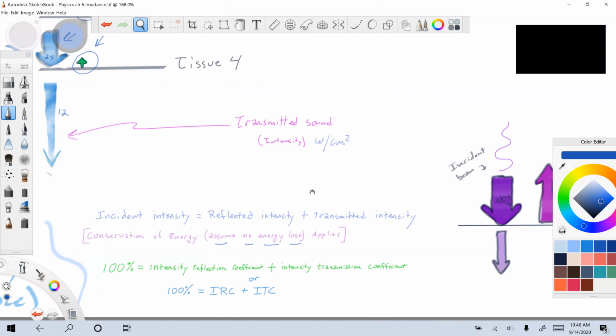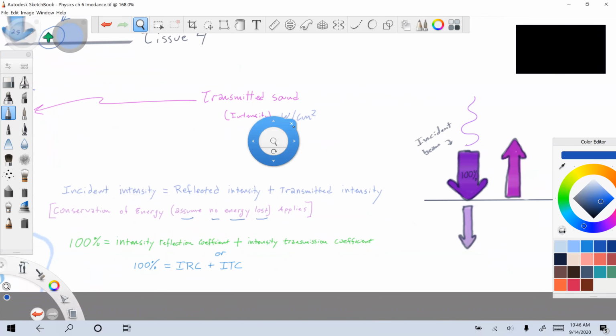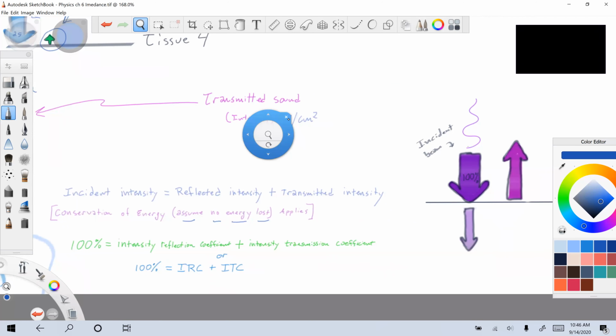Let's get this little picture here. Incident intensity, that is this guy here. I put a 100. Here, I'll write it again over here. That's 100%. Now I'm not talking about watts. I'm just talking about 100% of whatever it is. 5 watts, 1,000 watts, I don't care. It's 100%.